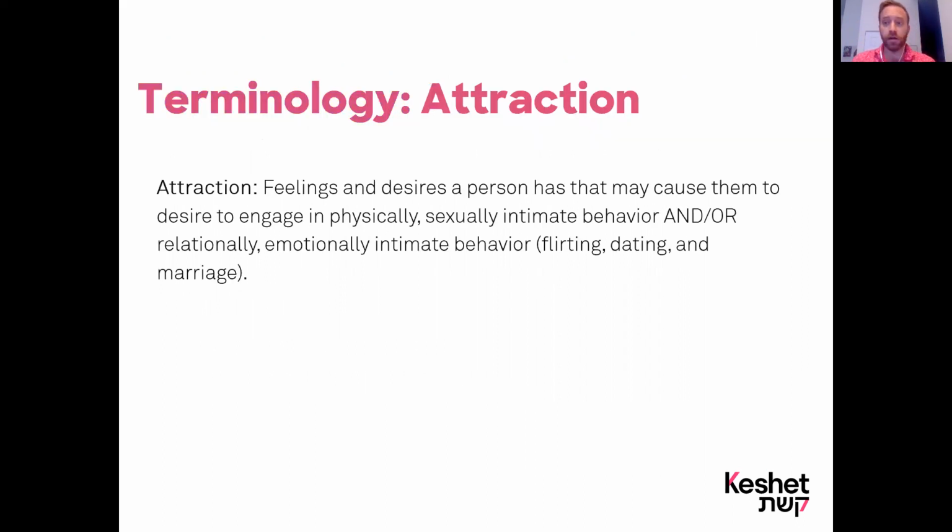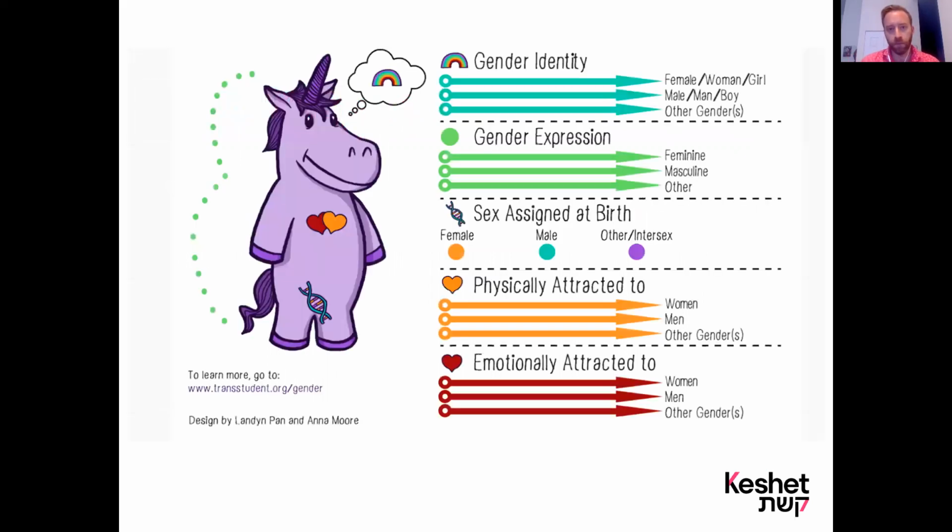Then lastly, I do want to hit on attraction, because young people in particular are really starting to separate out who we're attracted to and how we experience attraction, if at all. So your attractions are feelings and desires a person has that may cause them to desire to engage in physically, sexually intimate behavior and/or relationally, emotionally intimate behavior. So like flirting, dating, marriage, things like that. So there are some of these terms on your term sheet too. And again, this is something that young people in particular are really leading the charge in identifying terms and coming up with new words to describe how we experience attraction.